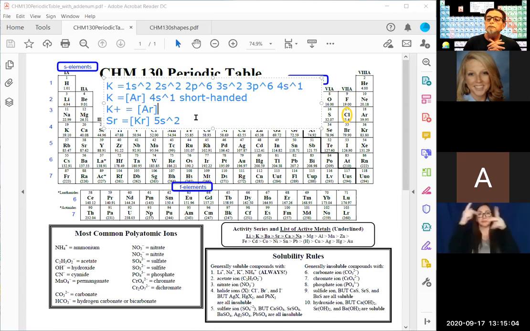Will we have any questions on further tests that require us to put it in shorthand? There will be questions that ask you to write the electron configuration. They may even state don't use a shorthand, but if it doesn't say the words do not use shorthand, you're more than welcome to use the shorthand. Does that answer your question?